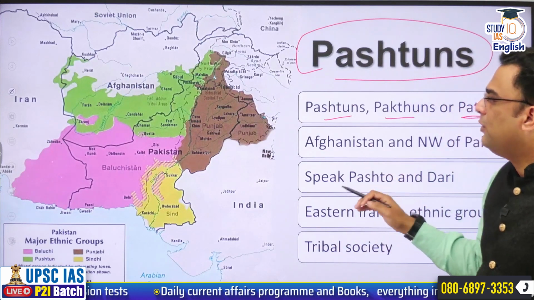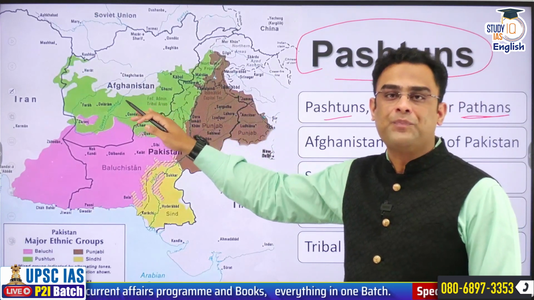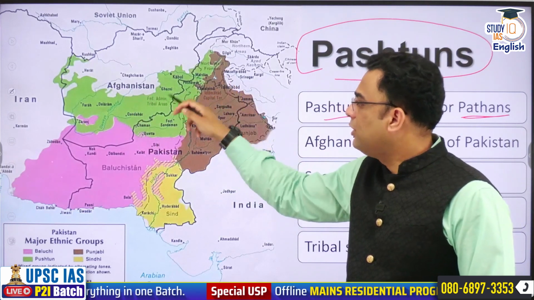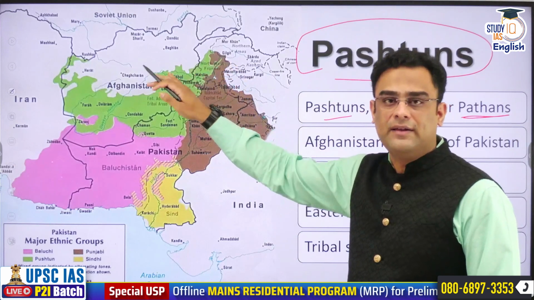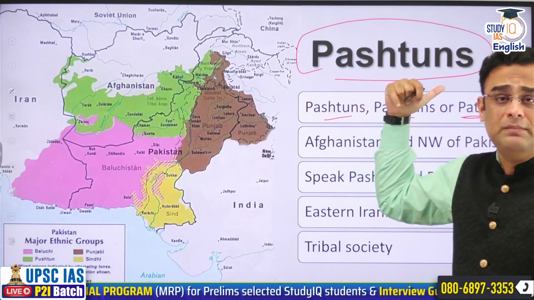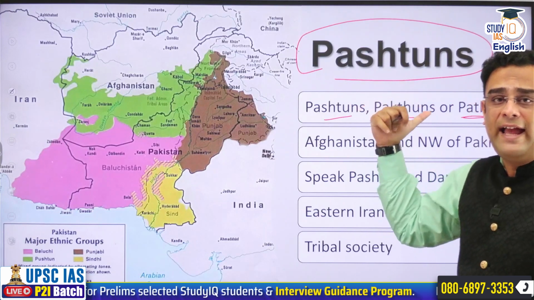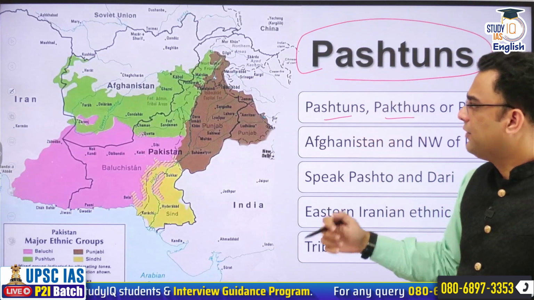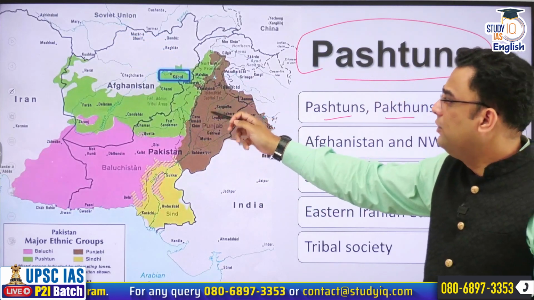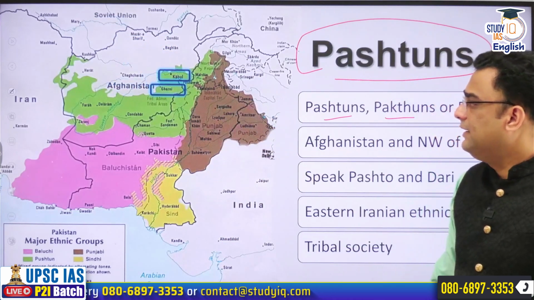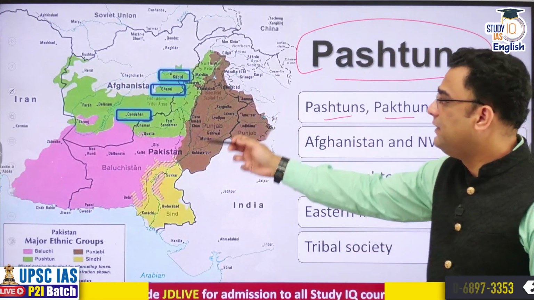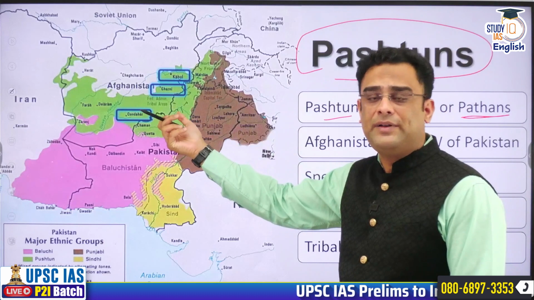So these are people who are originally from southern and eastern parts of Afghanistan and northwestern part of Pakistan. This is the traditional area where this community, that is Pashtuns or Pakhtuns, has traditionally lived. Here are the major and famous cities: Kabul, Ghazni, and Kandahar. These are the three major cities where the Pashtuns inhabit.